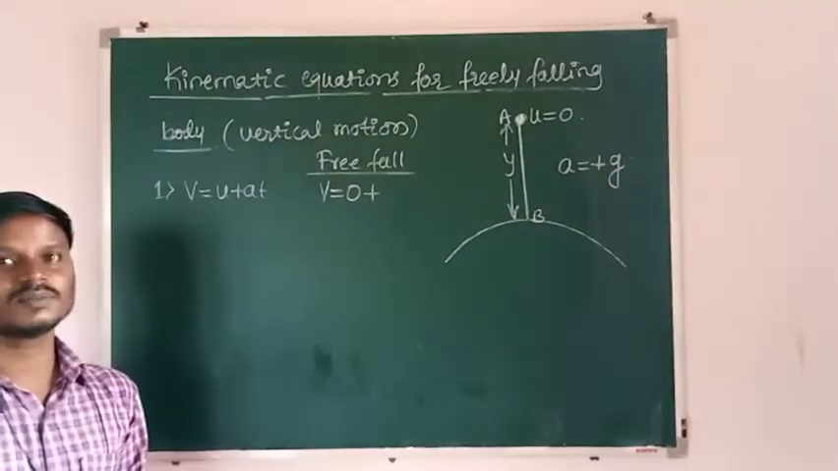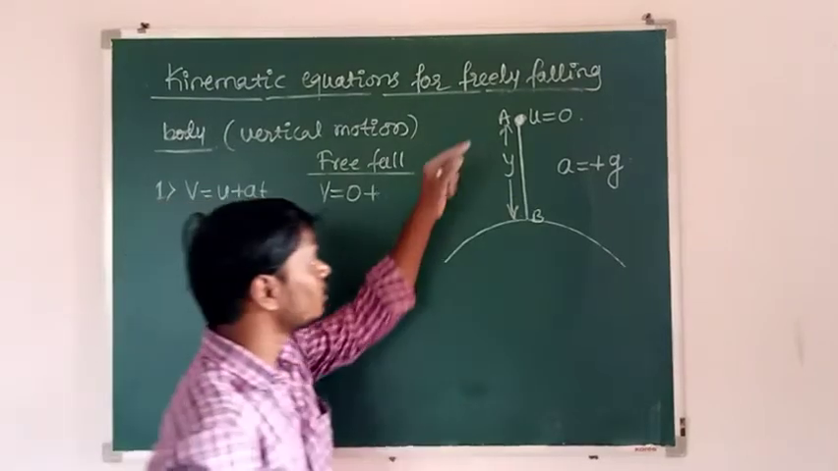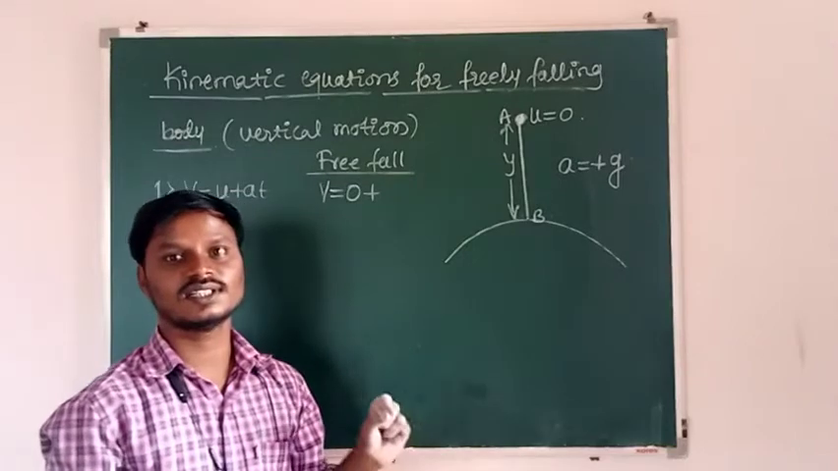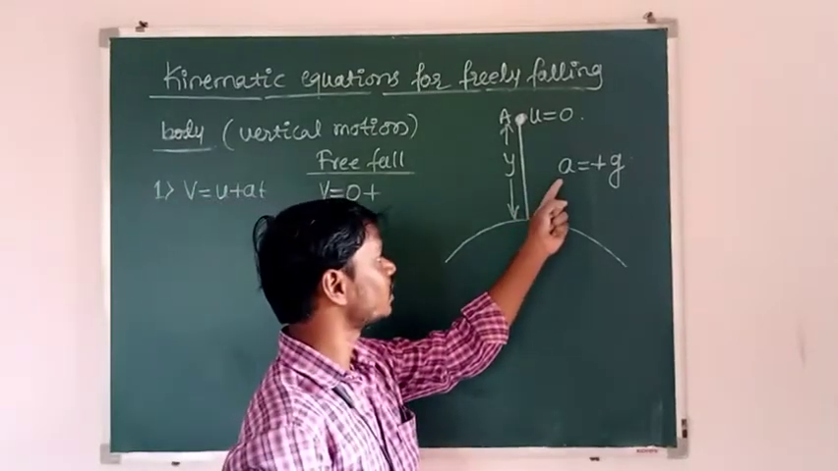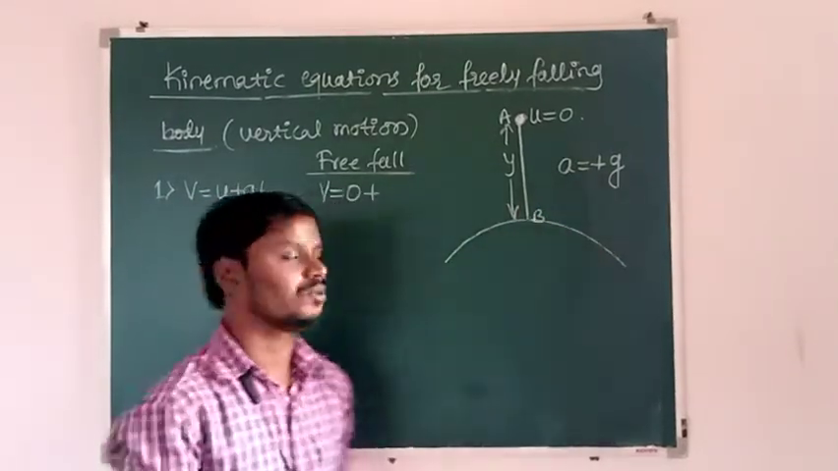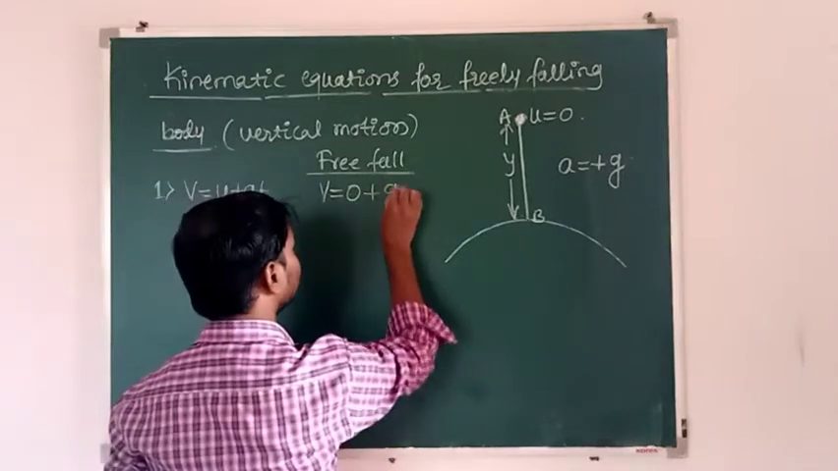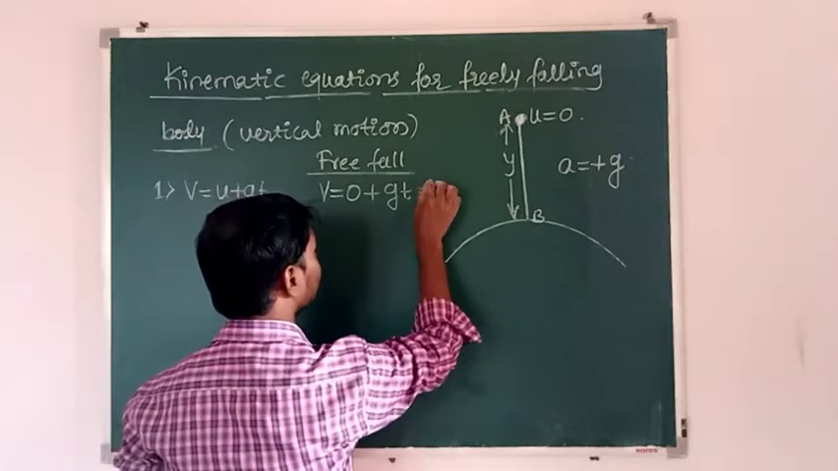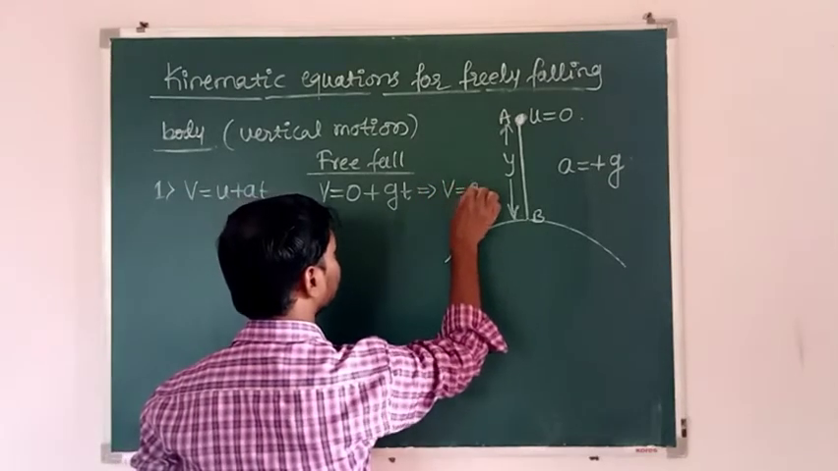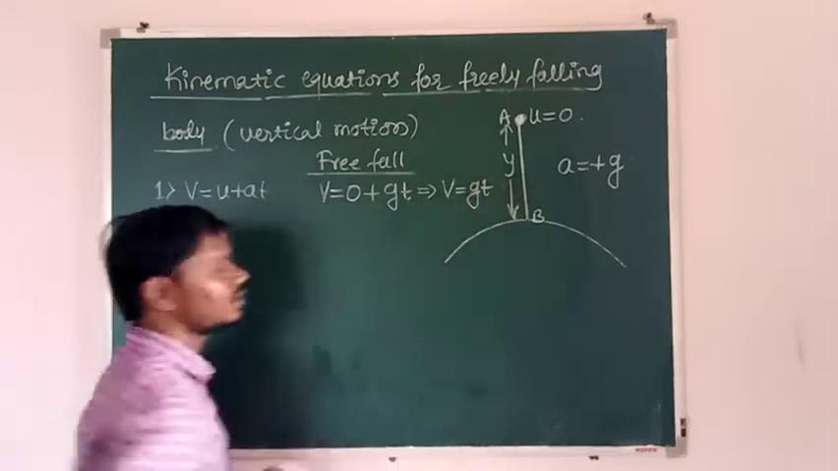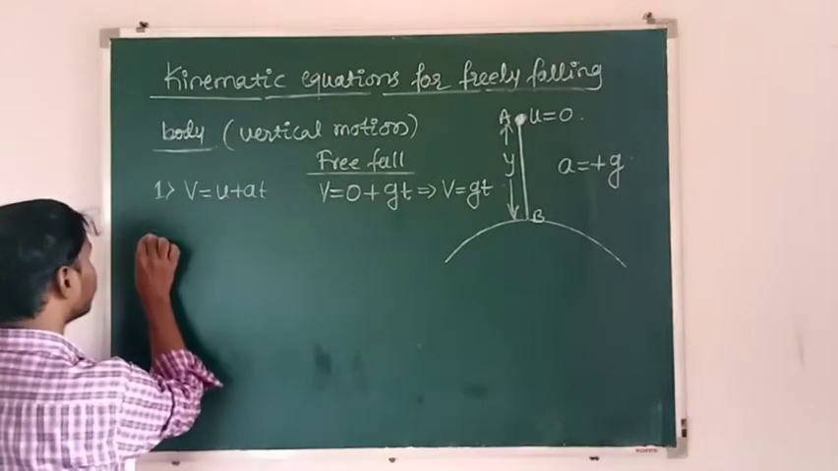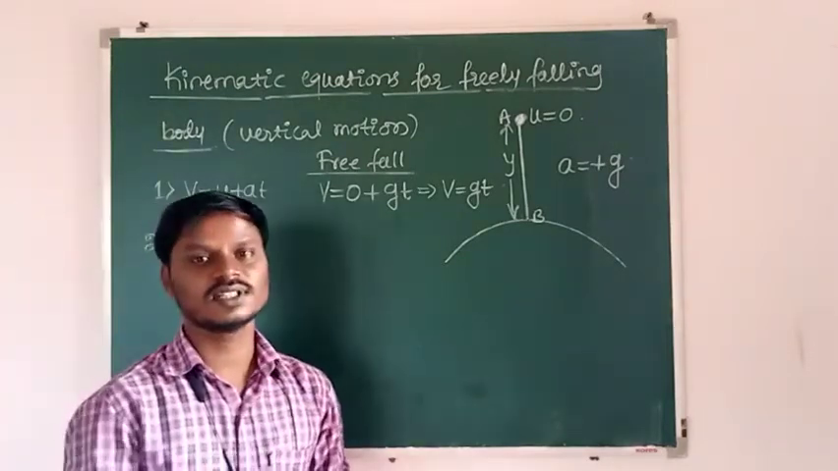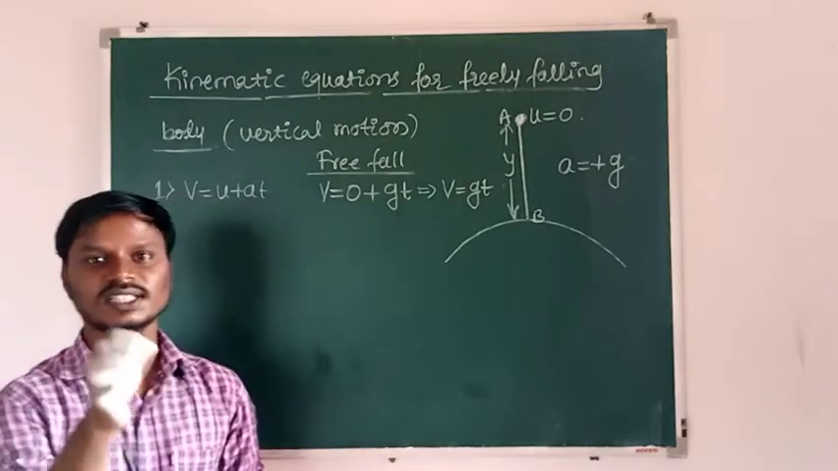Why are we going to write plus g here? Because the velocity goes on increasing. As the velocity goes on increasing, the acceleration due to gravity can be taken as positive. Then v equals 0 plus g into t, so this can be written as v is equal to g into t. Then what is the second kinematic equation? That is the distance traveled. What is the distance traveled by the object in the given time?